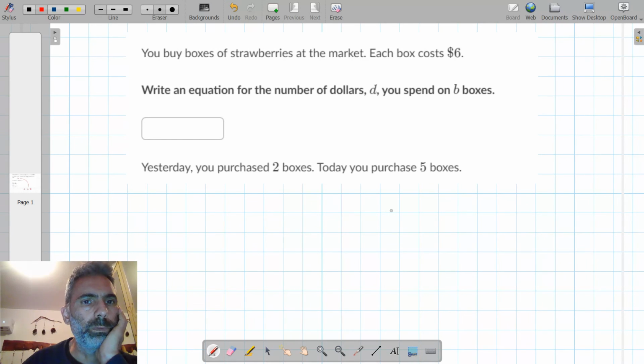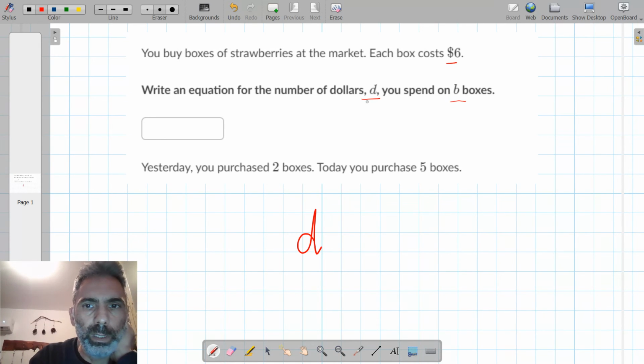You buy boxes of strawberries at the market. Each box costs $6. Write an equation for the number of dollars D you spend on B boxes. So the equation is D, which is the dependent variable. This is the total number of dollars you need to spend. And if you buy B boxes, which is an unknown number, and each box costs $6, you need to spend $6 times B.